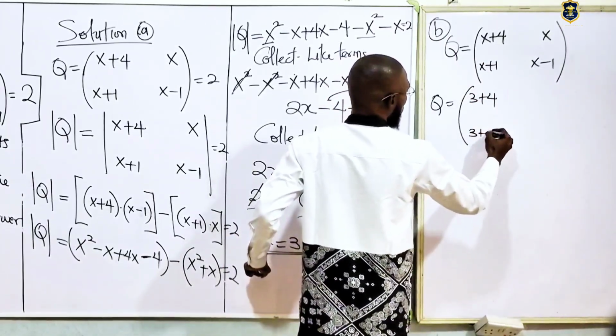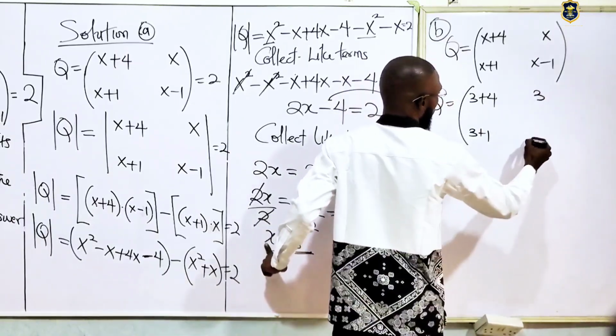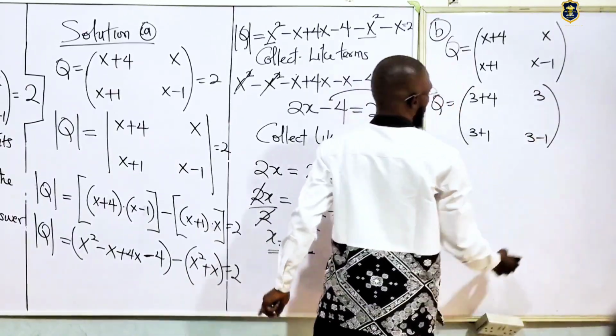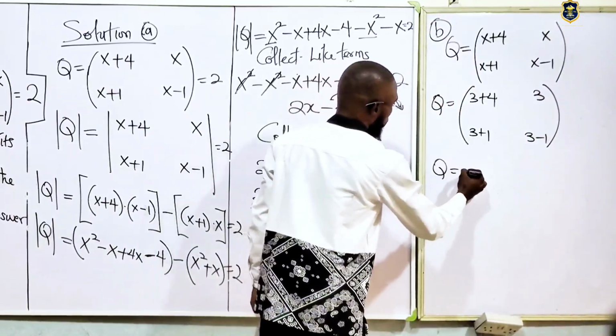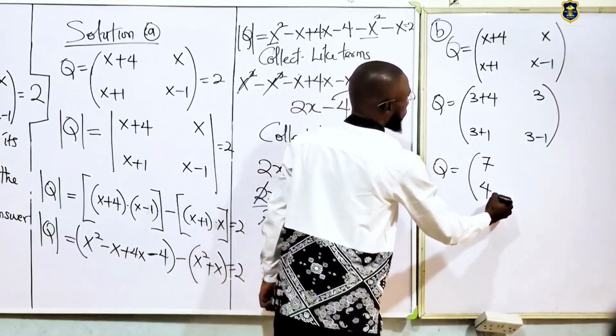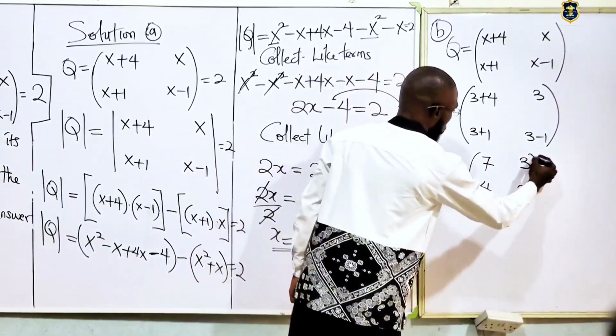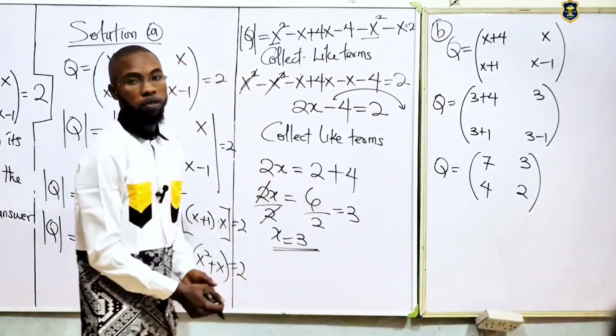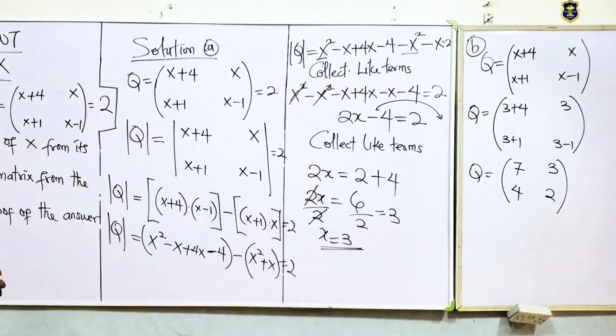And then 3 plus 1. Here we have 3 and then 3 minus 1. Right? If we complete it, our original matrix becomes 7, 4, 3, and 2. That's the value of B. That's what question B is asking us to do.